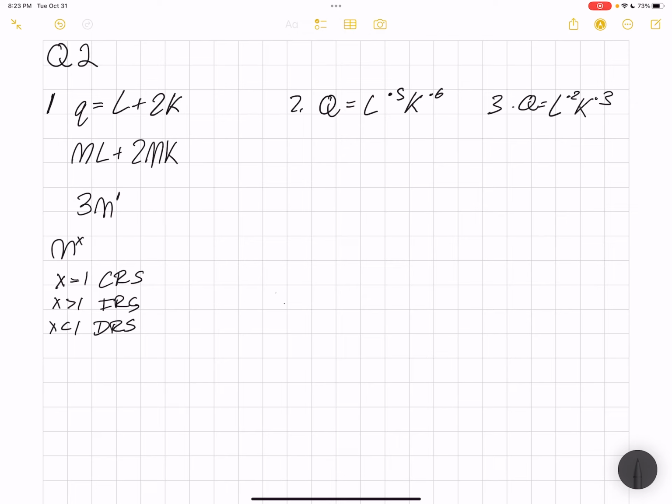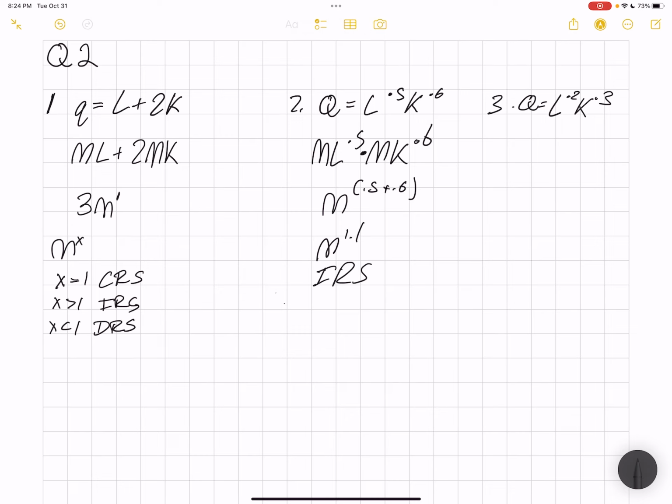So for the second one, ML to the 0.5, MK to the 0.6. So we've got m to the 0.5, m to the 0.6, and because this is multiplication, when you multiply these, m to the 0.5 and m to the 0.6 is going to be m to the 0.5 plus 0.6, and that's just one of the exponent rules. 0.5 and 0.6 added together is 1.1, so m to the 1.1. 1.1 is greater than 1, so we have increasing returns to scale.